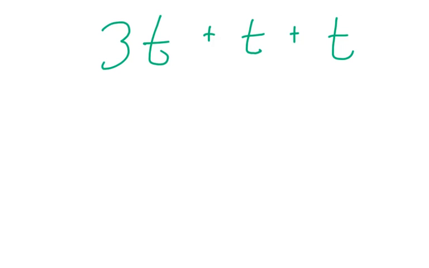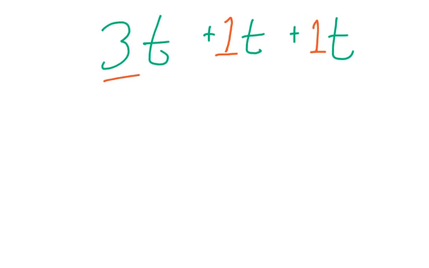So what would you get if you had this? 3t plus t plus t. Now, a lot of times we don't like using t because the t is very similar to the plus, but how would you add this together when you have 3t plus t plus t? Well, what you have to ask yourself then is what number is in front of the t when there is no number? And that, of course, is the all-powerful 1.